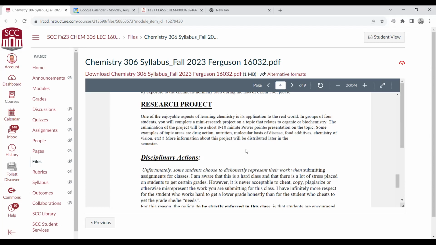Students rarely get a chance to study something they are really interested in and get points for it. That changes in my class, because now you can actually study something you're truly interested in, whether that's drugs, nutrition, food additives, chemistry of vision, whatever. You're going to be creating a multimedia poster and essay combination, and you'll get enough points that it equals a test.